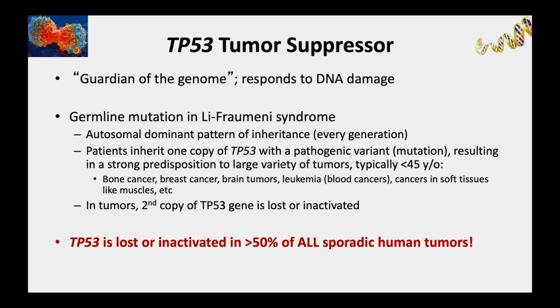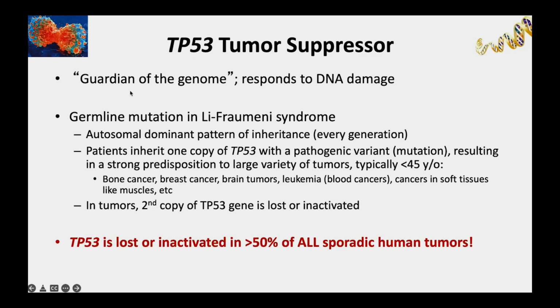Okay, so now I'm just going to share with you a couple examples of tumor suppressor genes and oncogenes to just put a couple names to them. So the first tumor suppressor gene I'm going to share with you is called TP53, or you might have heard of P53, which is the protein that it encodes.